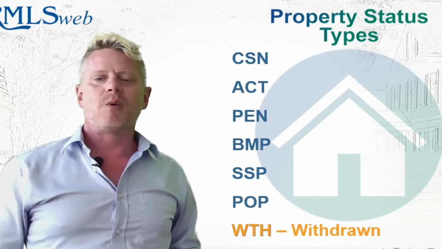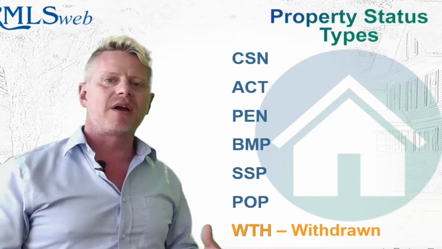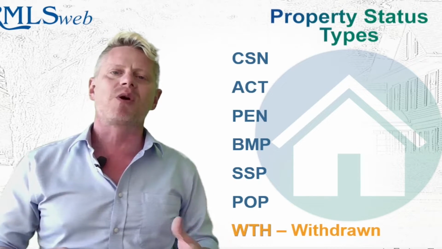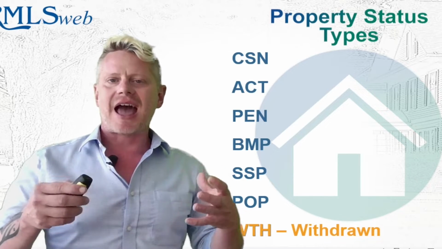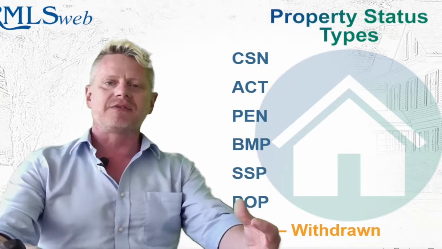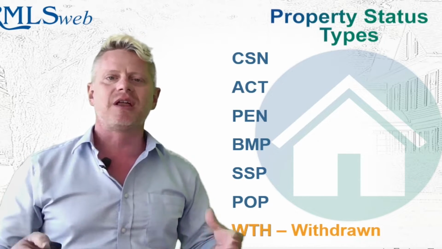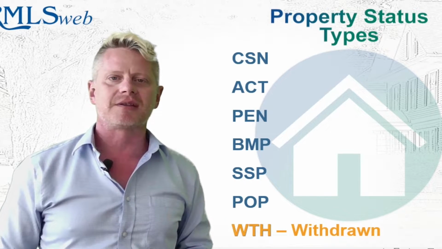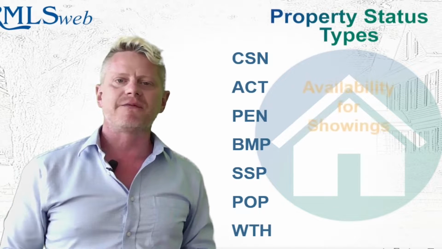And finally, we have our withdrawn status. Remembering that we are in the category of status types that have an in-force listing agreement. Withdrawn properties have an in-force listing agreement. However, they've been withdrawn from active listing on the RMLS and from the general public, but there is still an in-force listing agreement. So how do these different property types affect their availability for showing?